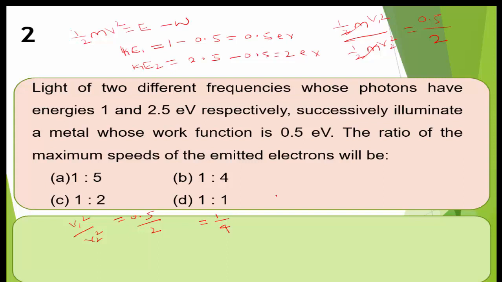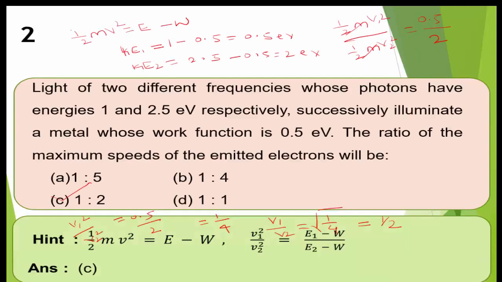That is equal to 1 divided by 4. But here they have asked the ratio of the maximum speed of the emitted electrons, that is v1 divided by v2 is equal to root of 1 divided by 4. Now you get the result 1 by 2. The option C is the right answer.